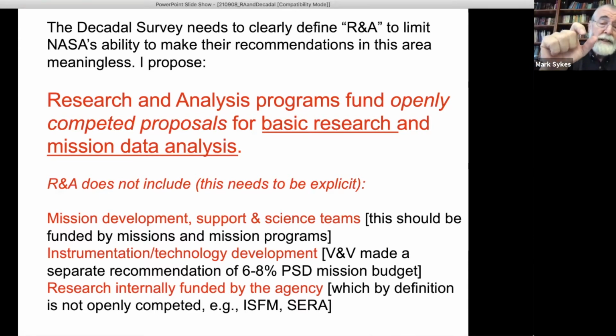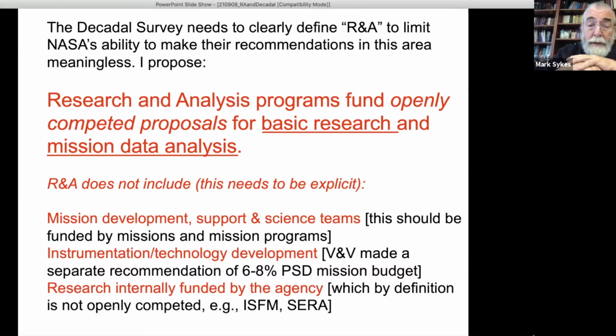In the last decadal, they split off instrumentation and technology development. They made a separate recommendation of that. And so I would exclude that from the RNA because it's two separate recommendations. The last time they said it should be 6 to 8% of the Planetary Science Division mission budget.